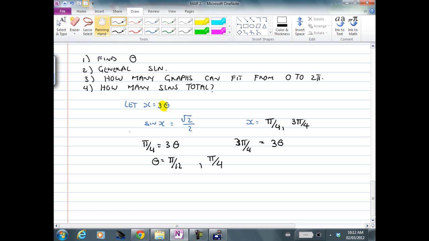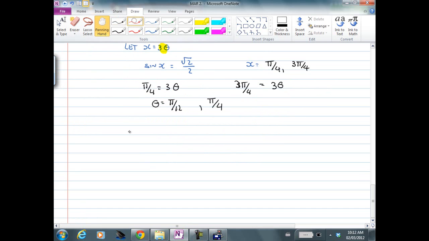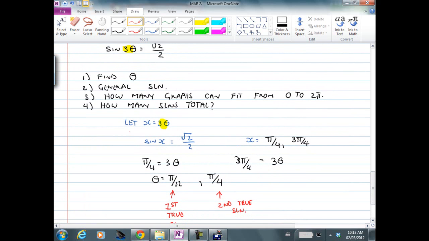So these are what I call my true solutions. I'm going to write a few things down. This is my first true solution, because that's what I get after I divide. Pi by 4 is, and 3 pi by 4 wasn't it. Here's my second true solution. So guys, gals, that's step 1. Step 2, find the general equation.